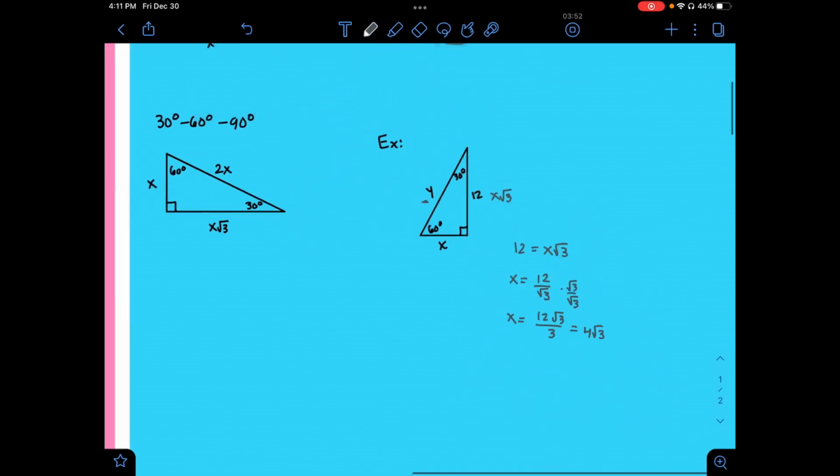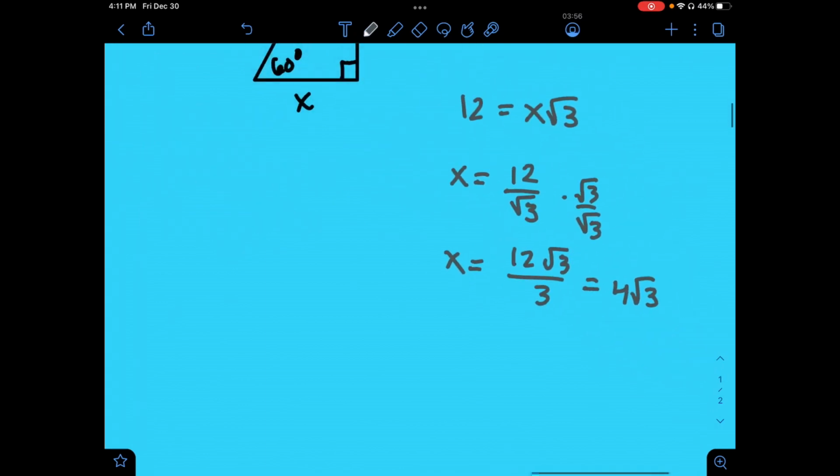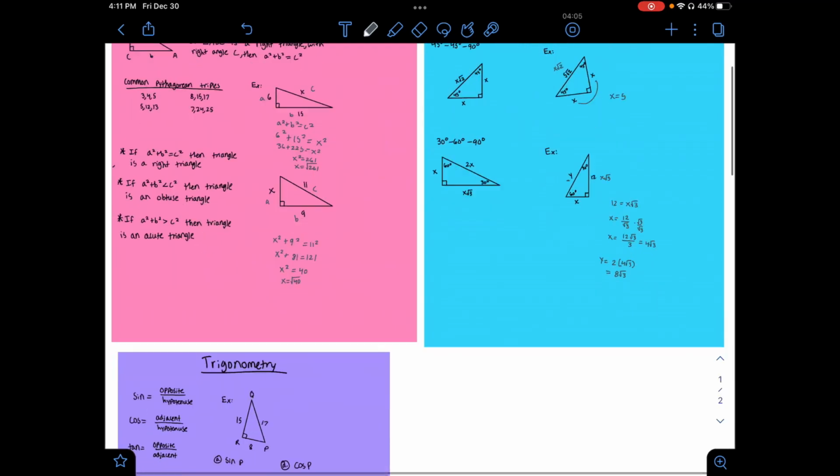But now we have to find y. Going over here, y must be equal to 2 times x. So y has to be equal to 2 times 4 root 3, which is equal to 8 root 3. So that's our y.